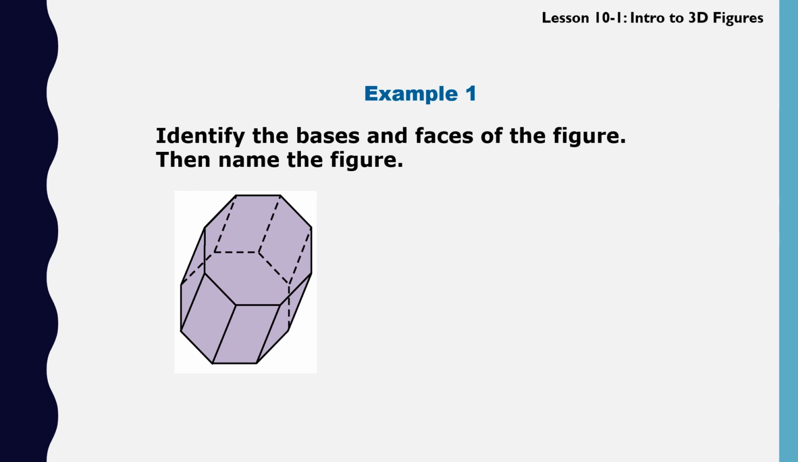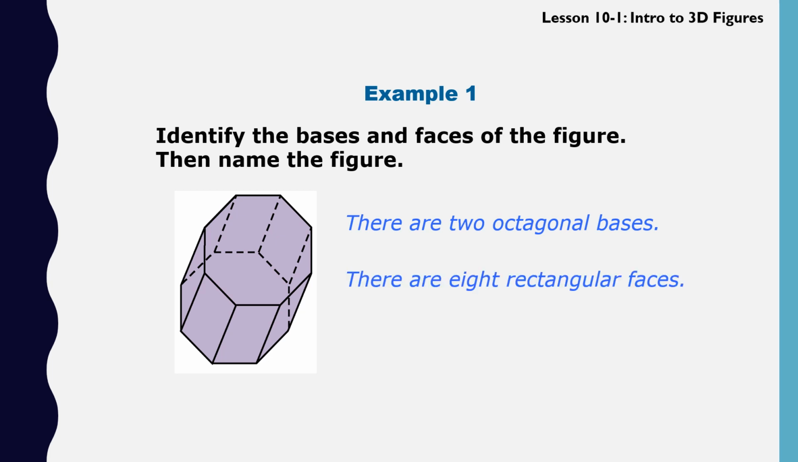In order to determine what polyhedron this is, we need to consider how many bases and how many faces it has. Remember, a face is a flat surface on a three-dimensional shape, and a base is a face that defines the shape of a three-dimensional object. On this shape, there are 2 octagonal bases. There are also 8 rectangular faces. So we know that the figure is an octagonal prism.